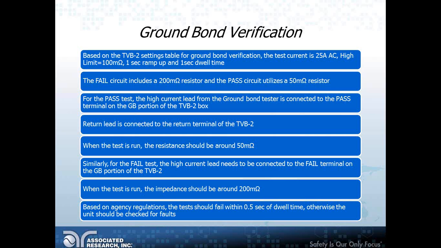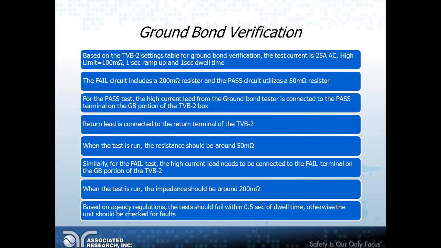The high current lead from the ground bond unit will now be connected to the pass terminal on the ground bond portion of the TVB2 box, and the return lead is connected to the return terminal of the TVB2 box. When the test is run, the resistance should be around 50 milliohms, which should result in a test pass.